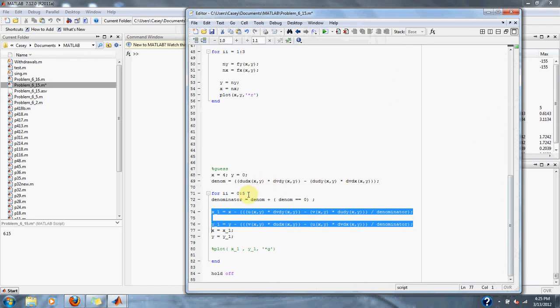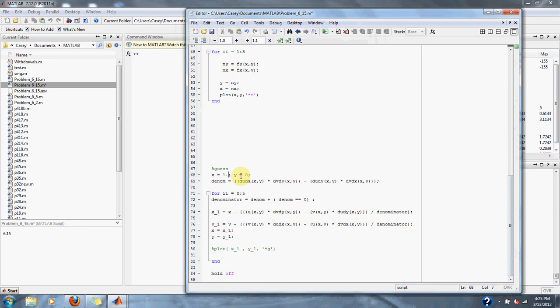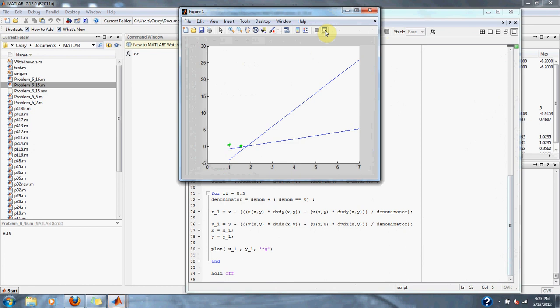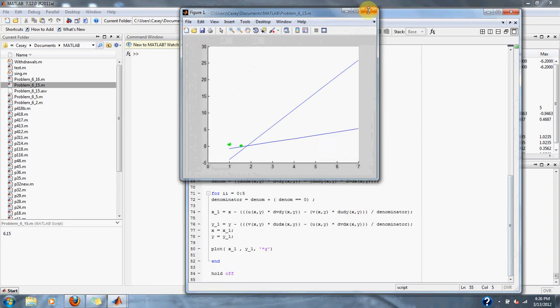I have it set for 5 iterations, and our initial guess will be 1.2 and 1.2. And let's see how that looks. So, clearly already, our Newton-Raphson method is a lot better at approximating the root. But we're not quite where we want to be.